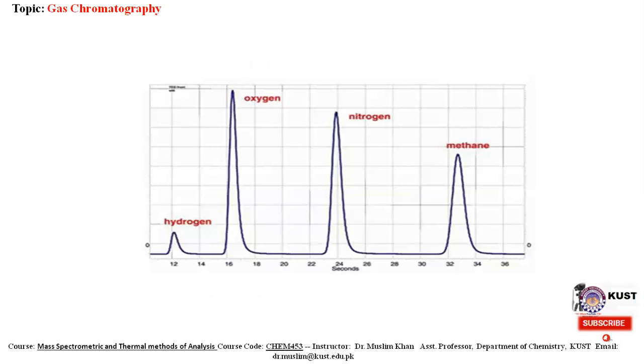For example, you are separating hydrogen, oxygen, nitrogen, and methane. Hydrogen has a different interaction with the capillary column, and oxygen, nitrogen, and methane each have a different one due to their chemical behavior. So the peaks appear at 12 seconds, 16 seconds, 24 seconds, and 32 or 34 seconds. This is how the chromatogram of these gases will look.